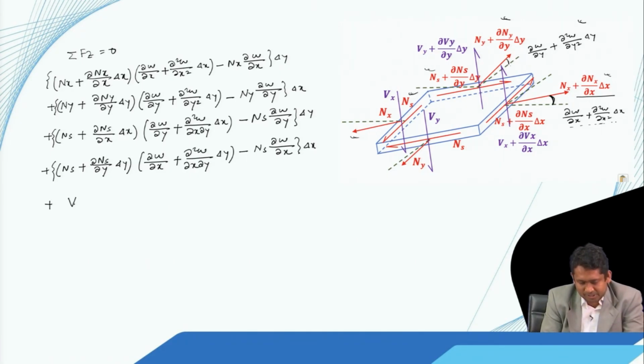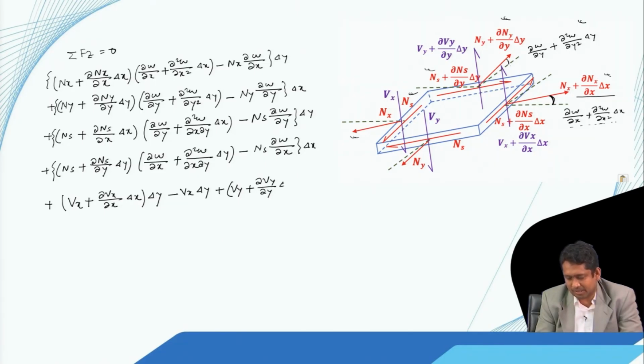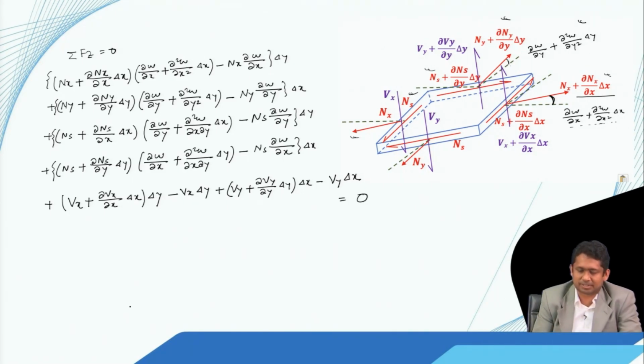Now we have this vertical shear force Vx plus del Vx by del x multiplied by delta x, and it is acting at the positive x face, so multiplied by delta y, and minus Vx delta y, and here we have Vy plus del Vy by del y into delta y multiplied by delta x, and at the negative y face we have Vy into delta x. Now all these are under equilibrium, so the summation of all these forces along the z direction is 0.